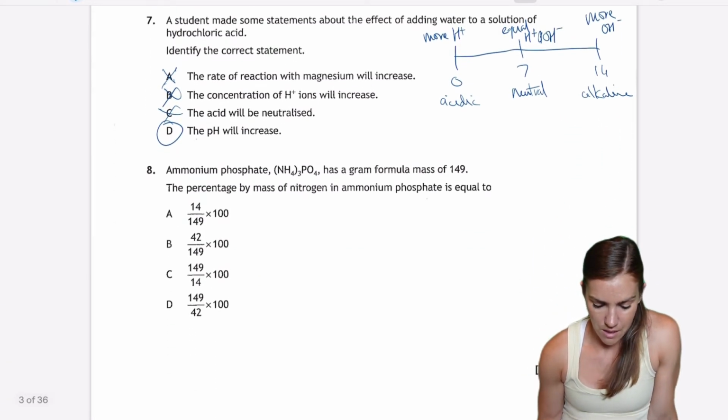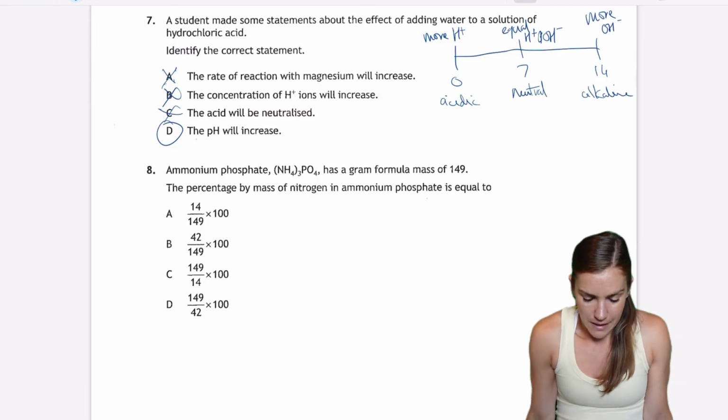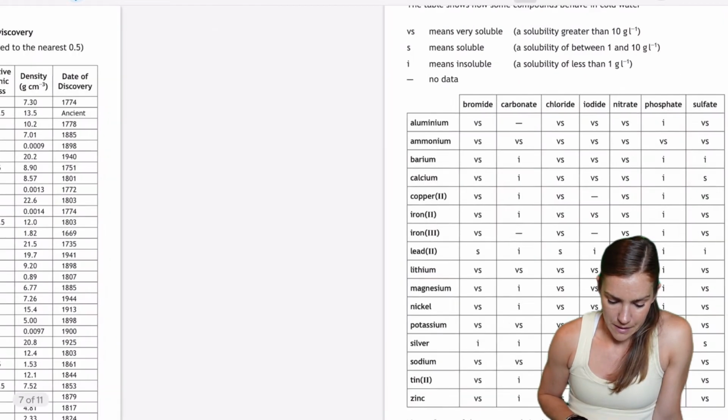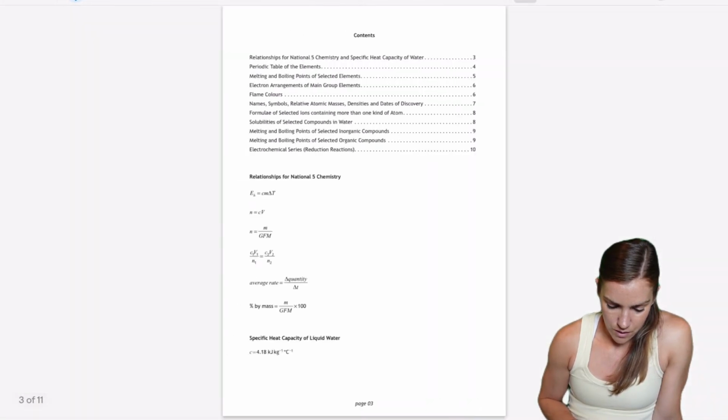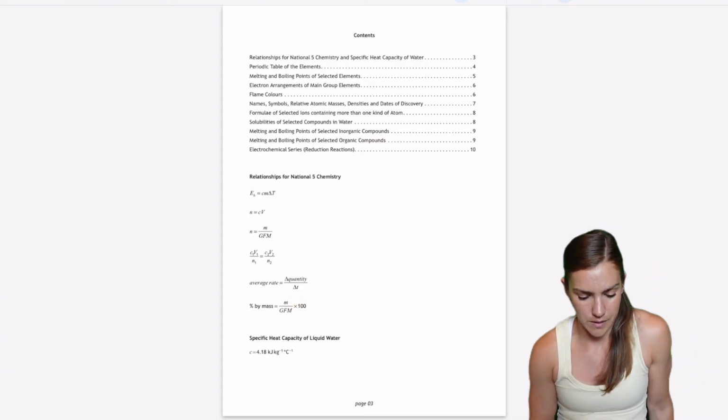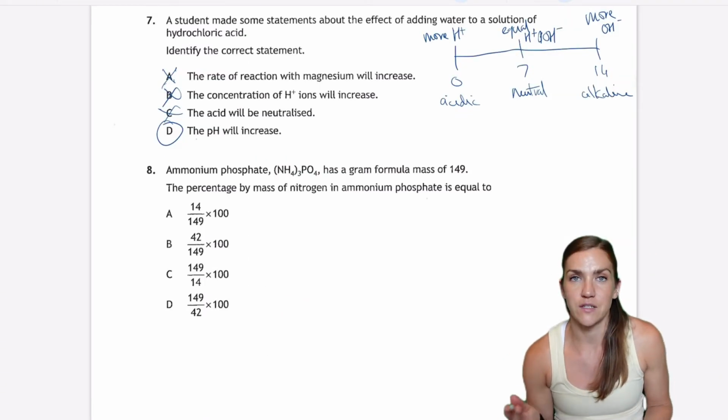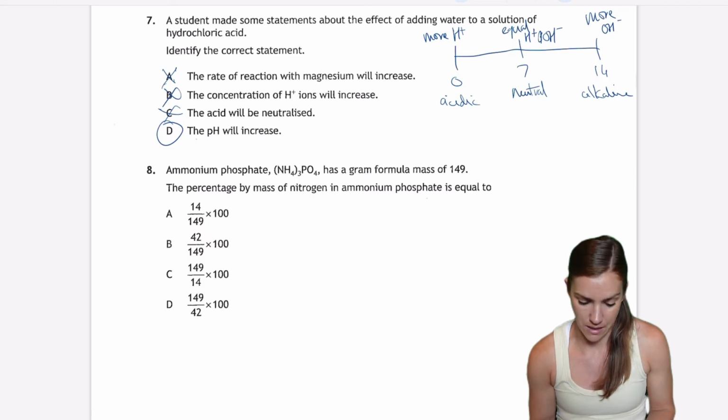For question 8, a percentage by mass question. So you've got the percent by mass equation at the front of the data booklet on the contents page. So it is this one here. What you need to remember is that the M at the top is the mass, total mass of the element that you're interested in that substance.